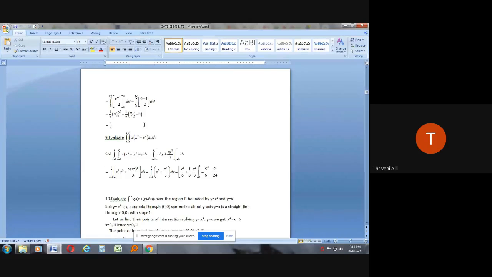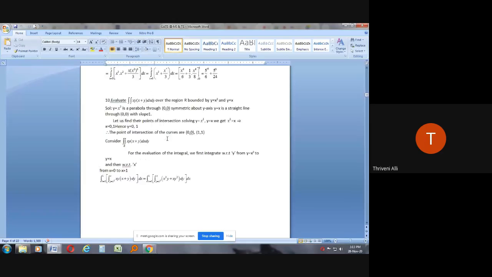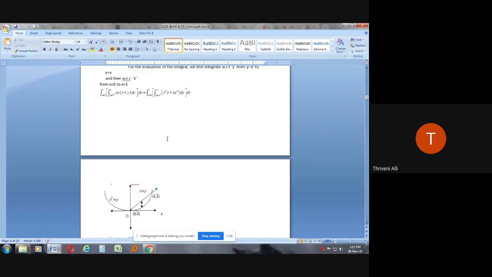Next, see the ninth one. It is also very important. So in the last years, one of the years it may be asked. So integral 0 to 5, again integral 0 to x square. So what are the variable limits here? Y equal to, we can take y equal to 0 to x square. So y is the variable limit and x equal to 0 to 5, it is a constant limit. Okay. So we have to integrate first with respect to y and then x. Next.